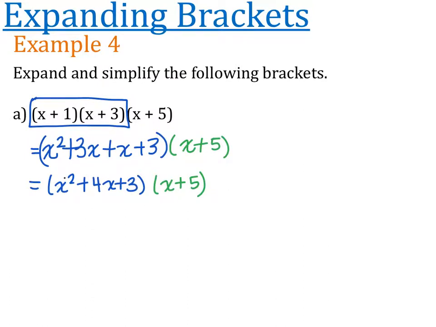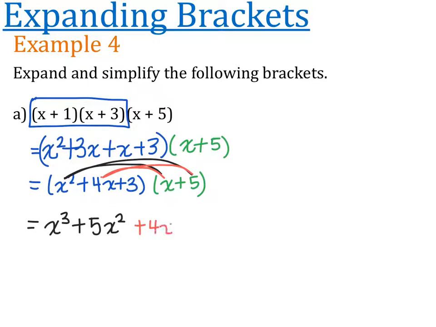So literally just everything in the first bracket is going to see everything in the second bracket. So x squared is going to go and see the x and the 5. So let's do that. We've got x cubed plus 5x squared. Then the 4 is going to go and see every single thing in that bracket. So 4x times x and 4x times 5. So that's 4x squared plus 20x. And then lastly, the 3 is going to go see everything. So 3 times by x and 3 times by 5.